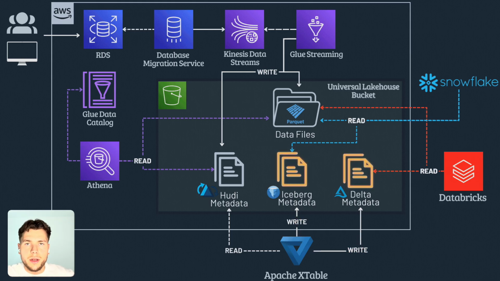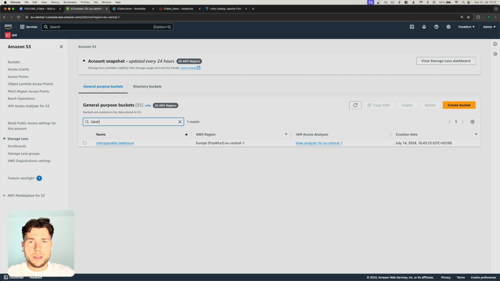All right, then we can look into the demo next, and then you will also get a better understanding how all of this connects together and how an end-to-end solution would look like in practice. All right, so let's start in AWS and see what we have already here, and then we will go through it step by step. First of all, we have our S3 bucket, which is our data storage, basically our Lakehouse, where we will store our Hudi table, our metadata, and later on also our Iceberg and Delta metadata. It is called Interoperable Lakehouse here.